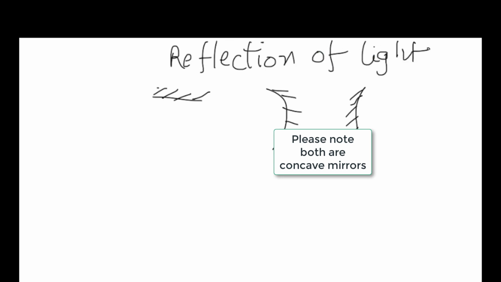So now let's look at the reflection of light from either a plane mirror, and this is the non-reflecting side, or a curved mirror. Let's say we are looking at a concave mirror. Of course, the mirror could also be convex. So our heading would be the reflection of light from either a plane mirror or a curved mirror.